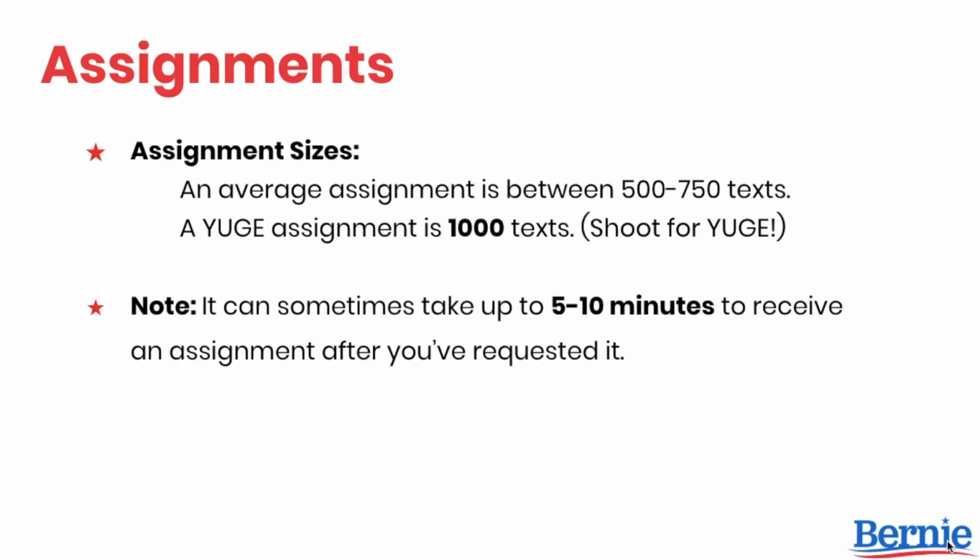Assignment sizes vary from campaign to campaign, but an average texting assignment is around 500 to 750 texts. A huge assignment that actually is quite comfortable once you get familiar texting is 1,000 texts. It's important to note that the default assignment size you see when you make a request is set by campaign staff and is the maximum assignment for that campaign. Please feel free to take less than the default assignment size, especially as you're just getting started.